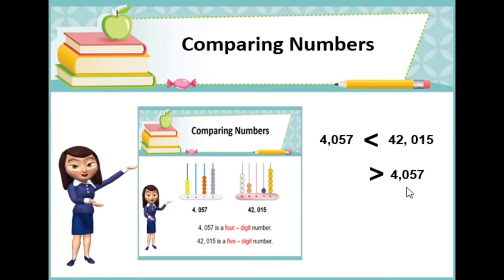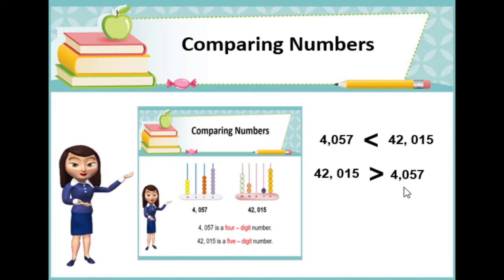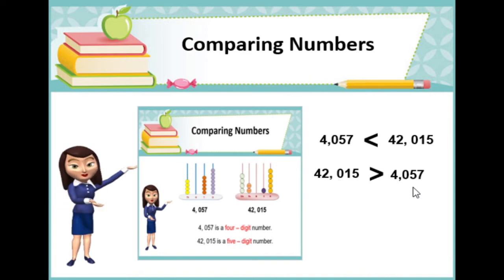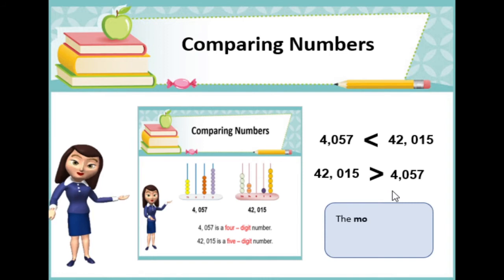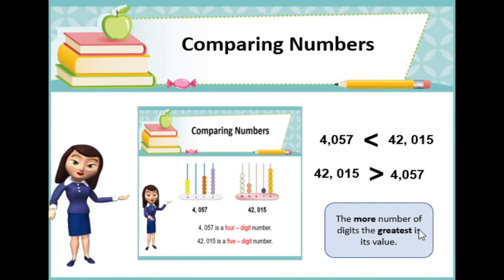While 42,015 is greater than 4,057. Or 42,015 is bigger than 4,057. Take note, the more numbers of digits, the greater is the value.